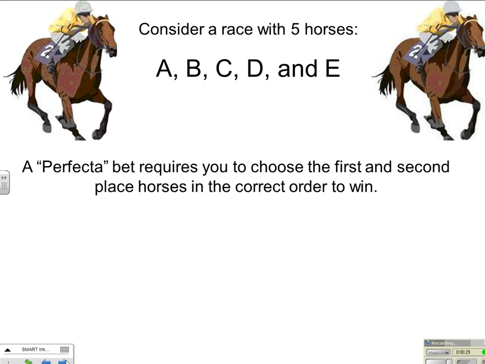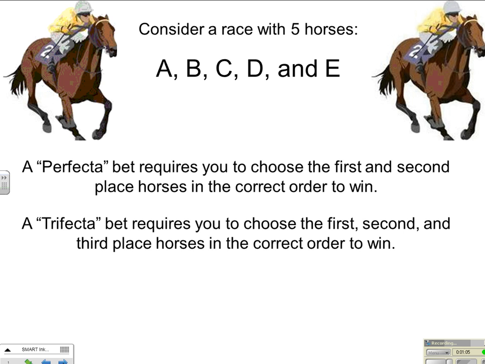Some horse racing terminology for you. A perfecta bet requires you to choose the first and second place horses in the correct order to win. So if I choose as my perfecta bet CB and the horses come in CB, I'm going to have a chance to win a fair amount of money on that. But if the horses come in B first and C second, that is not a winning ticket. So you have to pick them in exactly the correct order. That is a perfecta bet.